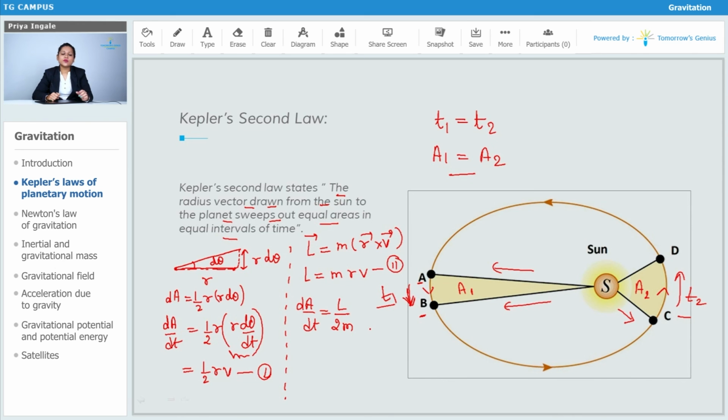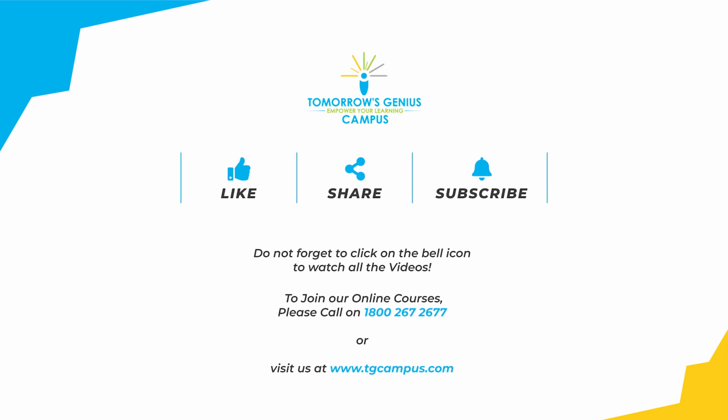Now here we can say angular momentum is constant as the net external torque is 0 and the mass of the planet is also constant, right. So the ratio L by 2m is constant. That means here we are getting dA by dt as a constant value. That means the area covered in a specific interval of time is constant, correct. So that means it is indirectly proving our Kepler's second law, that the radius vector from the sun to the planet sweeps out equal areas in equal intervals of time. Hence it is proved.